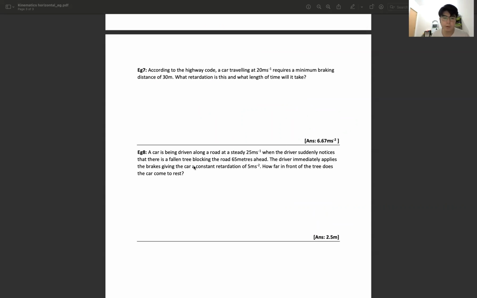Okay, a car being driven along a road at a steady 25 meters per second, when the driver suddenly notices that there is a fallen tree blocking the road. When he notices the fallen tree, what is the distance? The distance is 65 meters, right? The driver immediately applies the brakes, giving the car a constant retardation.